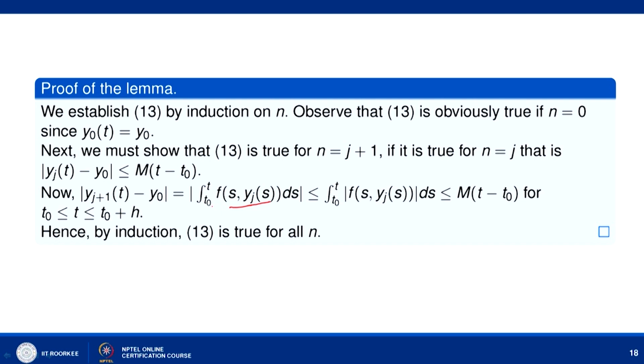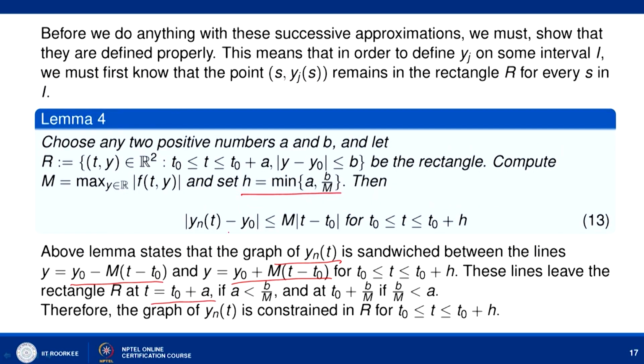So, we can say that this thing is bounded by m, so we can say m times the integration from t naught to t ds, which is giving us m times t minus t naught. So, it means that modulus of yj plus 1 t minus y naught is less than or equal to m times t minus t naught for all t lying between t naught to t naught plus h, and hence we can say that by induction this is true for all n.